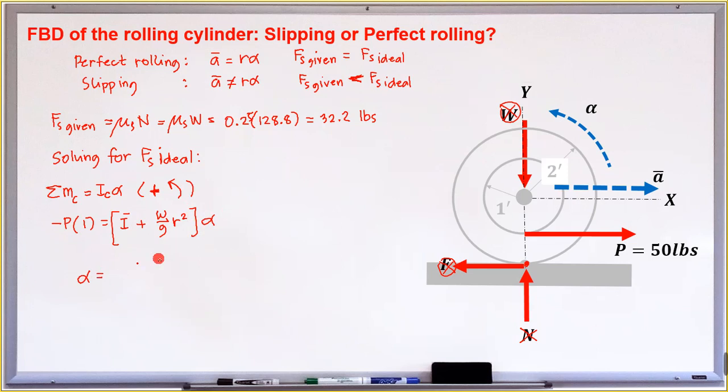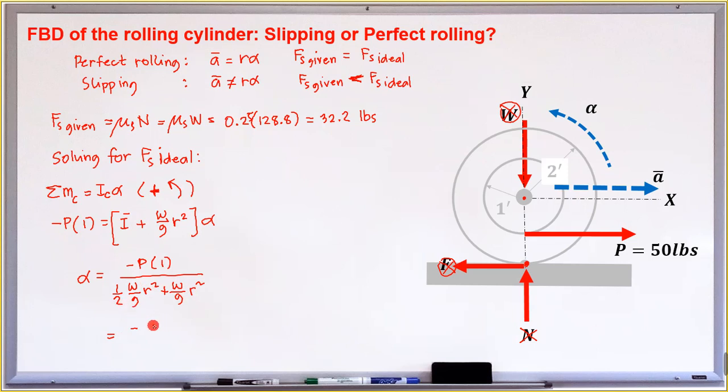So let's solve for alpha. Again, the r here is the distance from the center towards the contact point, that is equal to 2 feet. So alpha is negative P times 1. Our centroidal mass moment of inertia is 1/2, this is a solid cylinder, so W/g r squared, plus W/g r squared. Or this is 3 halves W/g r squared, almost, no?